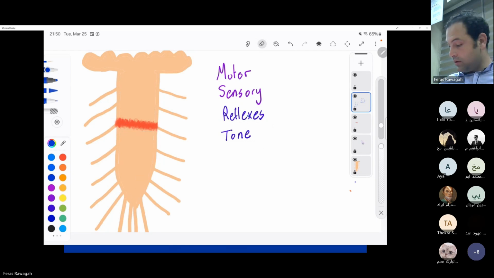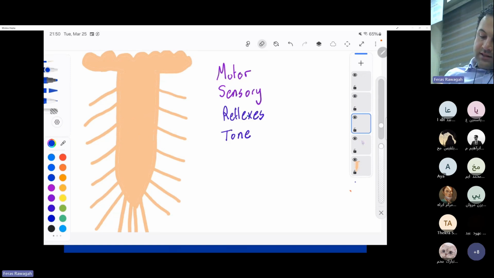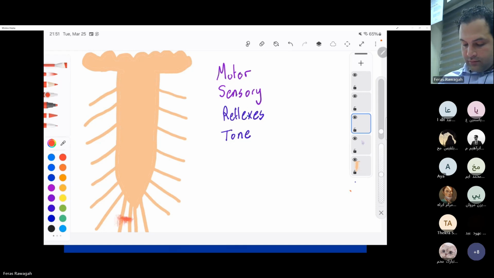Now, what if the injury is not in the spinal cord? What if the injury is here? This is the cauda equina.